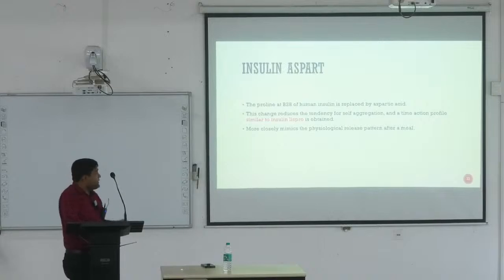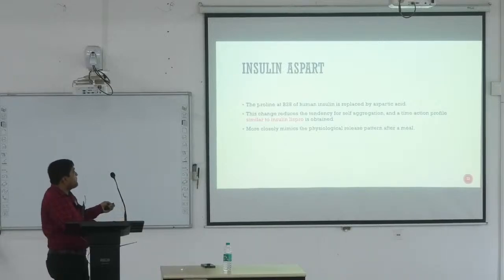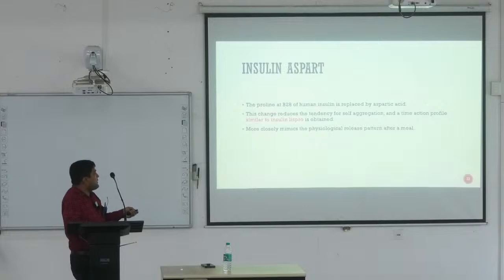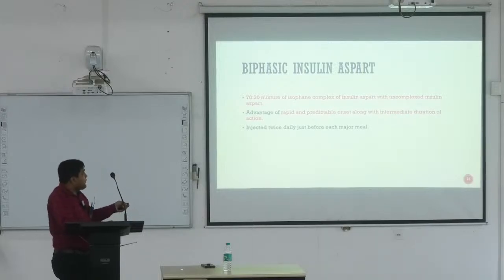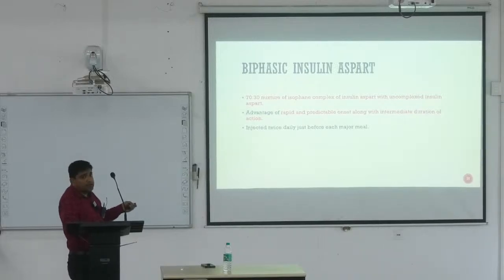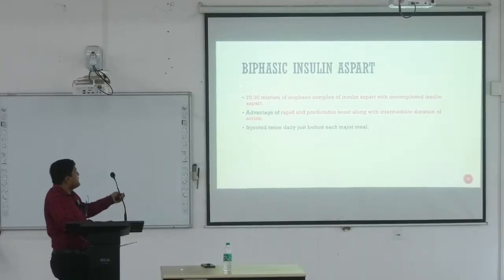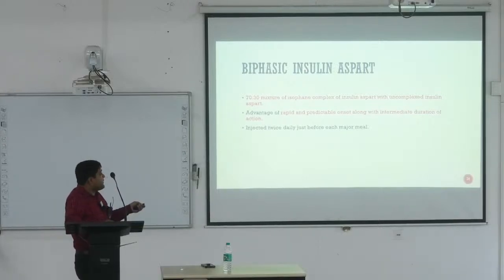Insulin aspart. Here the B28 proline is replaced by aspartate. The pharmacokinetic profile is similar to that of insulin lispro. There are also premixed preparations, a complex of protamine-complexed insulin aspart with uncomplexed insulin aspart in a 70 to 30 ratio. The advantage is rapid and predictable onset along with intermediate duration of action.